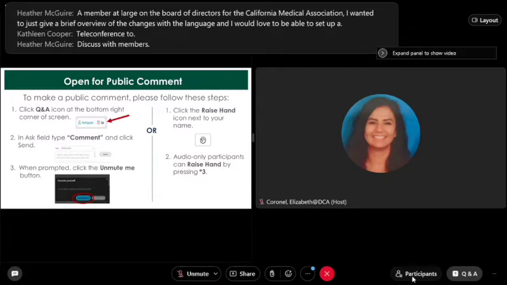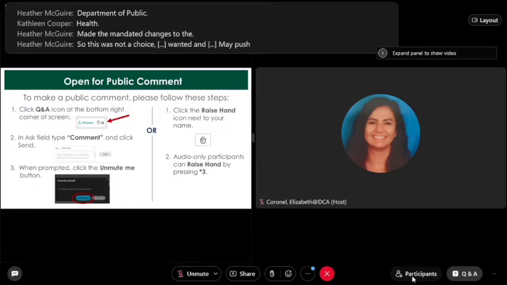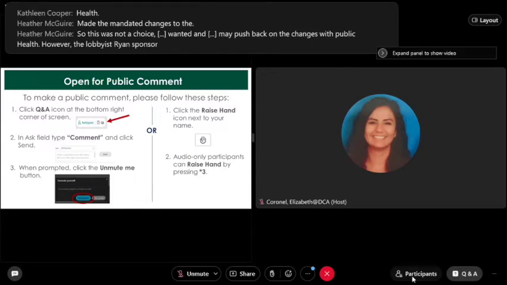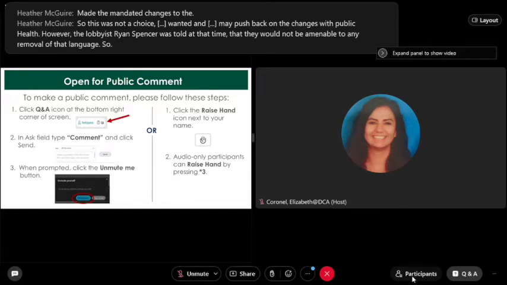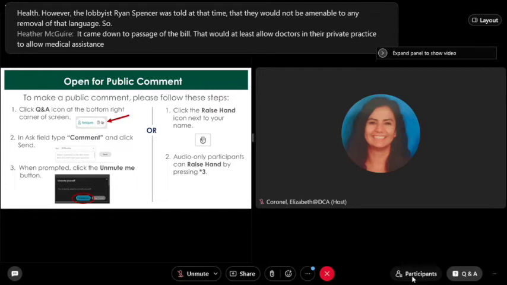In late August, the California Department of Public Health made the mandated changes to the language of the bill. So this was not a choice CPMA wanted, and CPMA pushed back on the changes with public health. However, the lobbyist, Ryan Spencer, was told at that time that they would not be amenable to any sort of removal of that language. So it came down to passage of the bill that would at least allow doctors in their private practices to allow medical assistants a pathway to education and training. So that was how the bill went forward.